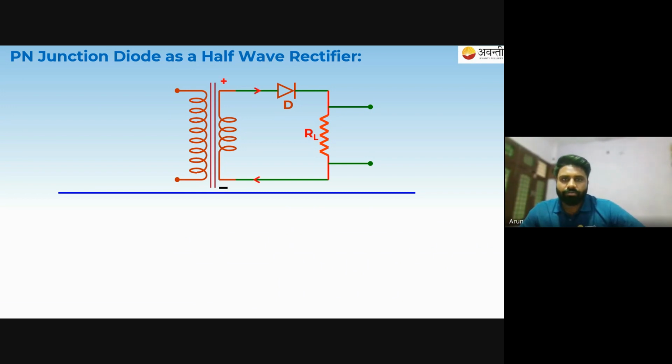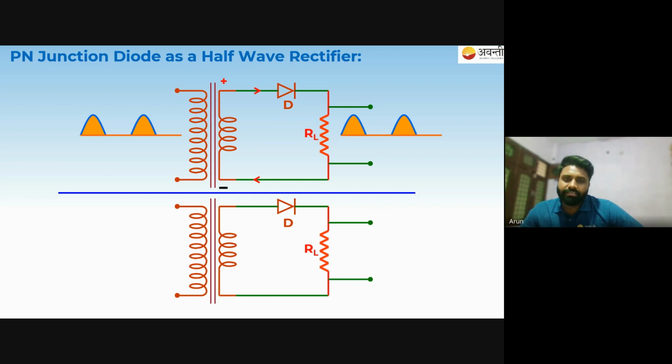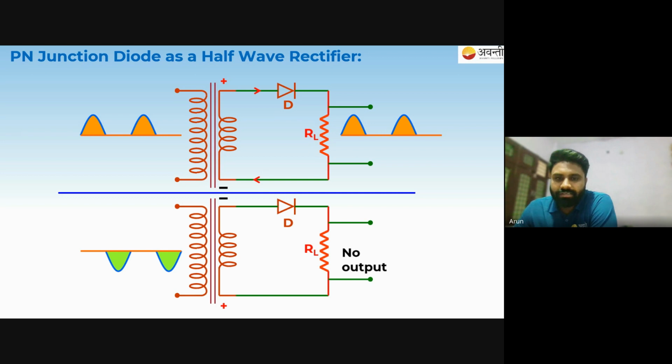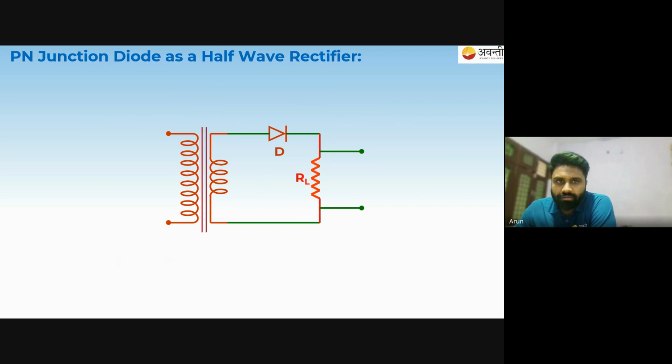So when it becomes positive, the current will flow because it is in forward bias. But when the polarity changes, it will not allow the negative side to enter the output current. So only the half wave is rectified, not the full wave. So this is termed the half wave rectifier. You can see in this animation, only the half wave is rectified, not the full wave.